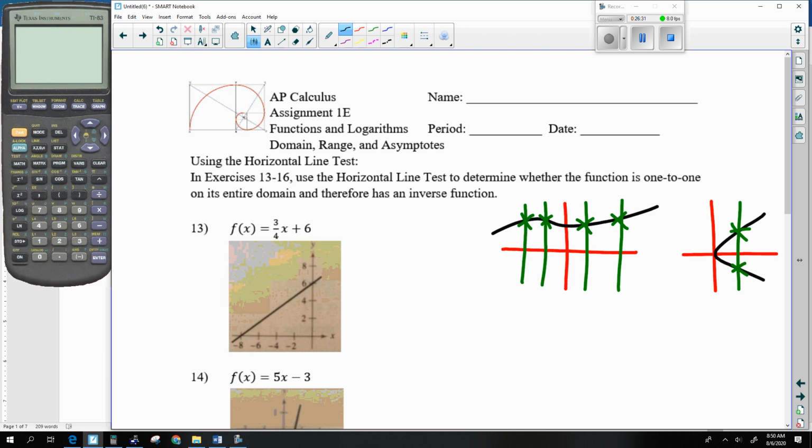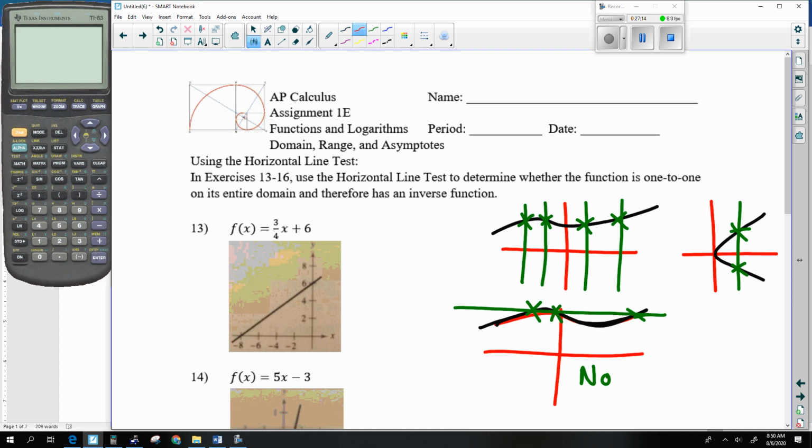I'll steal these pictures too. So if this picture looks like this, does that have an inverse? Well, you can do the horizontal line test. If I draw a horizontal line, I see that it intersects my graph at 3 places. It fails the horizontal line test. So no, this is not one-to-one, and this does not have an inverse function.